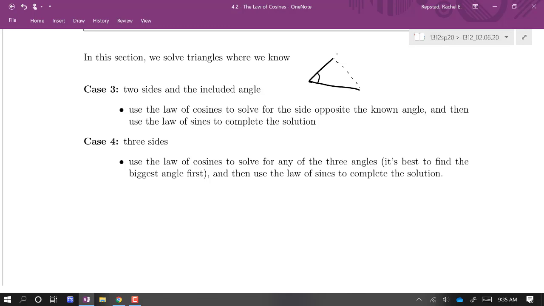If we make sure that we find the biggest angle first, then we know the other two angles will be acute. That's helpful because if I don't want to use law of cosines again, I can use law of sines and I know I'll get the correct angle. Law of sines will only return an acute angle.